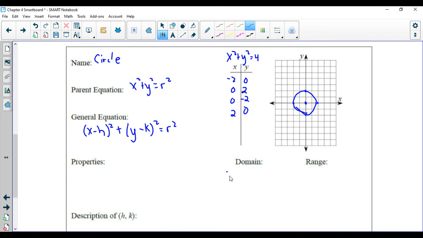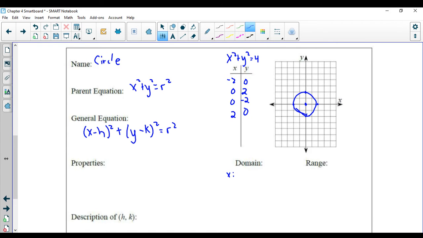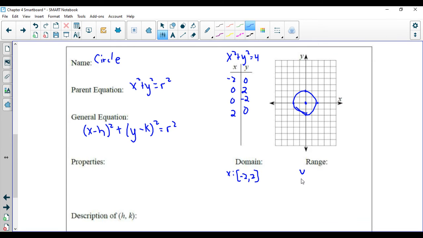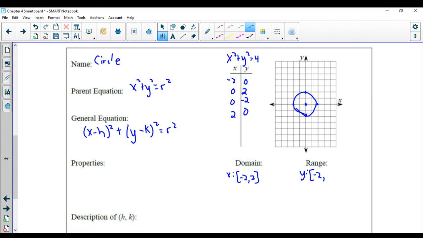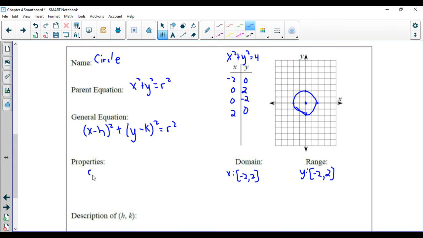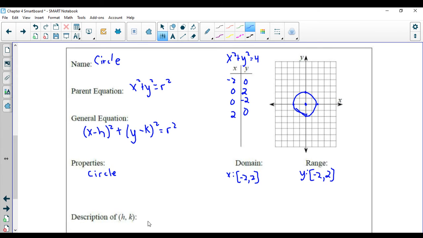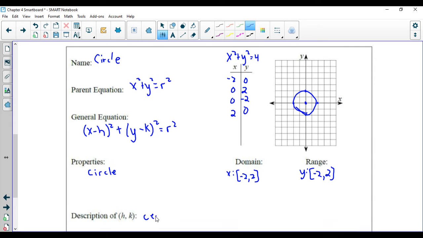Our domain would then be from negative 2 to 2, because this goes left to negative 2 here, right to positive 2 here, and it touches both. And our range would be actually the same. In this case, we're going down to negative 2 and up to positive 2. Our property is that it is a circle. And then remember our h, k is the center of that circle.